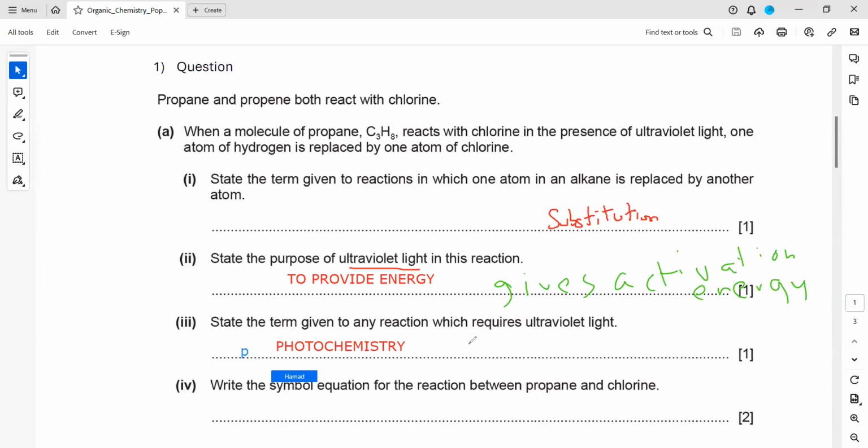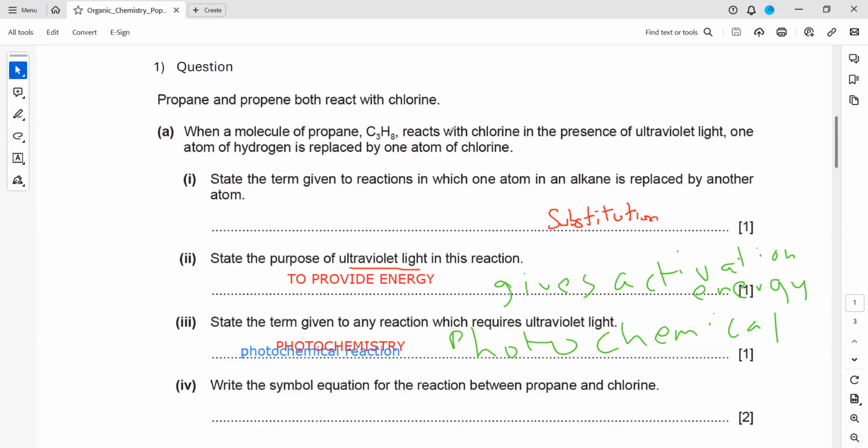State the term given to any reaction which requires light. We call them photochemical reactions. You cannot say it speeds up the reaction. You cannot say that, because without the UV light, this reaction will not occur. So ultraviolet light is not there to speed up; the main purpose of UV light is to start up this reaction.